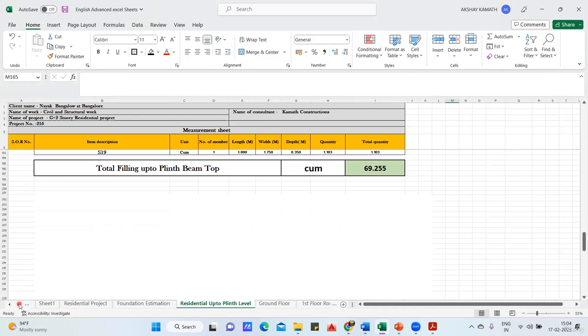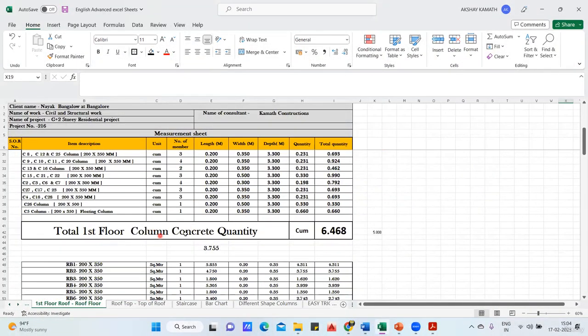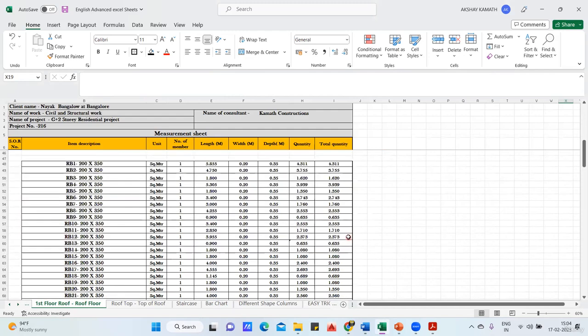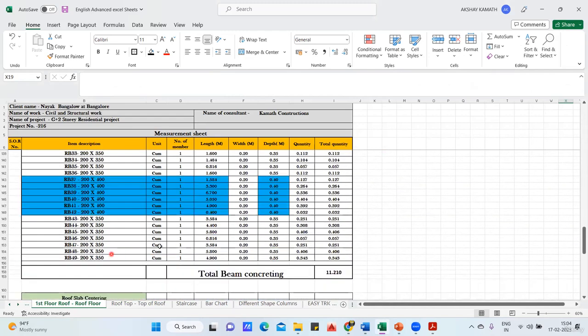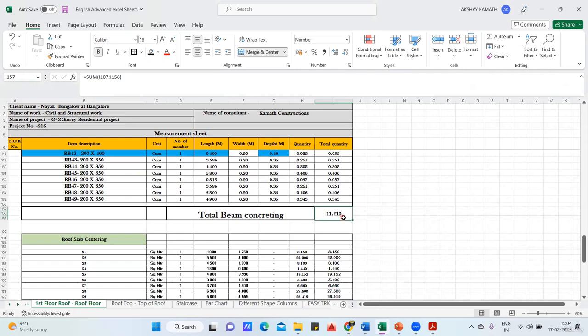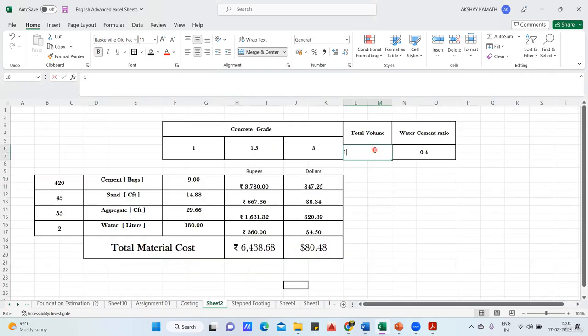So in this way, even for the slab also, I've explained to you. First floor slab, see here also we have first floor column concrete quantity 6.468, and after that a roof beam also I had taken with concrete quantity of 11.210. Based on that, you will come to a conclusion. Tomorrow if you want to do your first floor beam concreting, for 11.210, how much cement, sand, and aggregate is required?